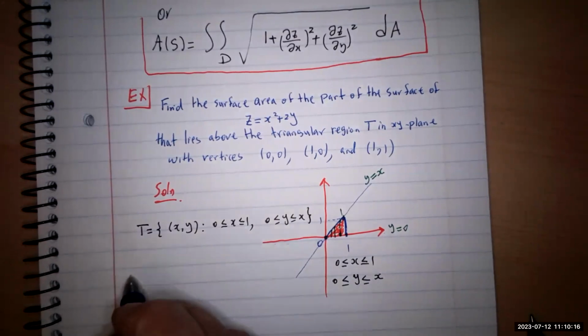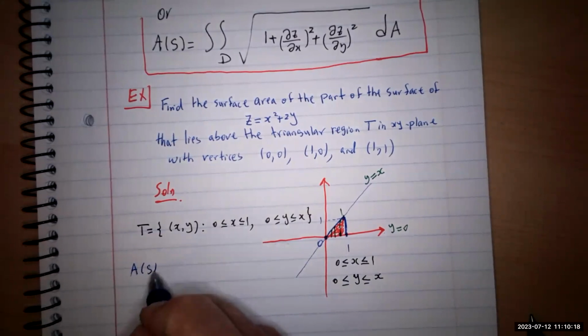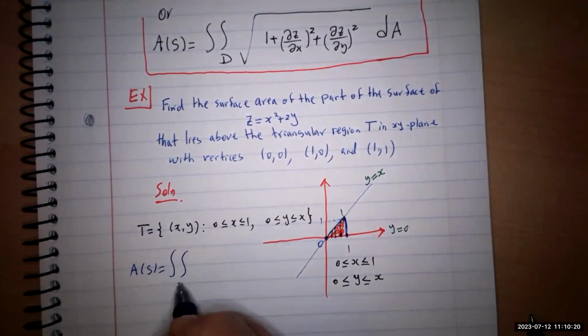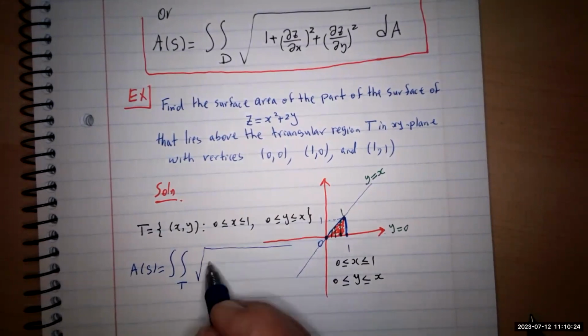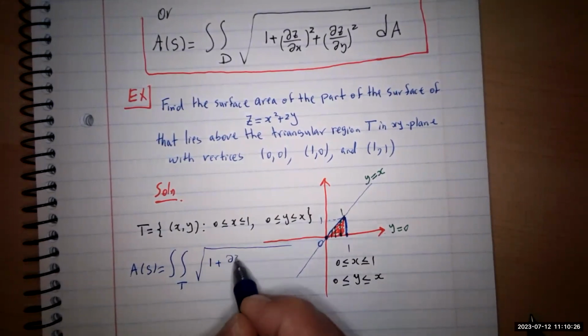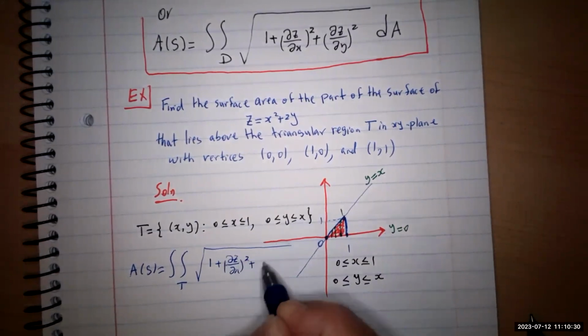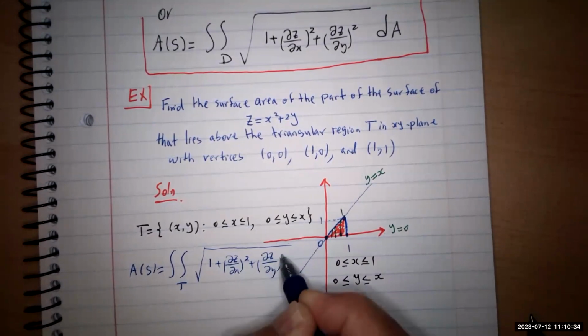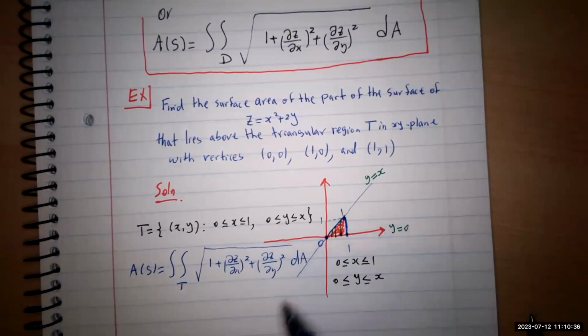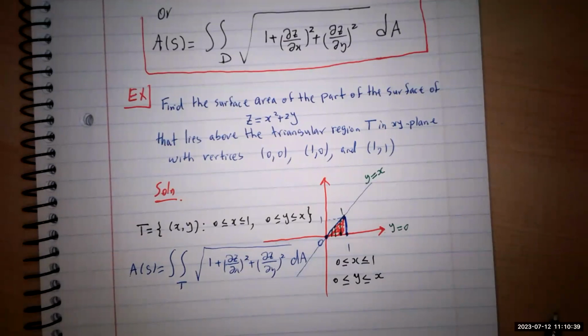So the area of a surface is going to be the double integral on the triangle, okay? And the formula that we have, we're going to use the square root of 1 plus partial of z with respect to x, all squared, plus partial of z with respect to y, all squared, dA. Okay, go and find these partials.